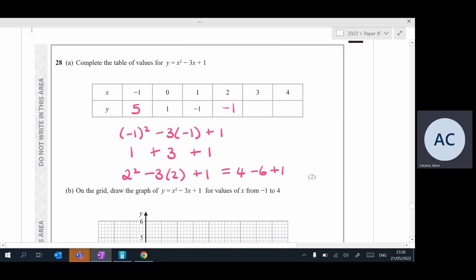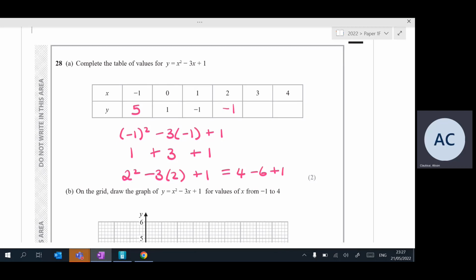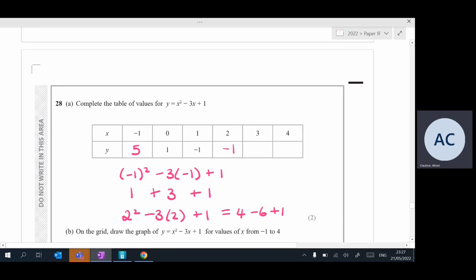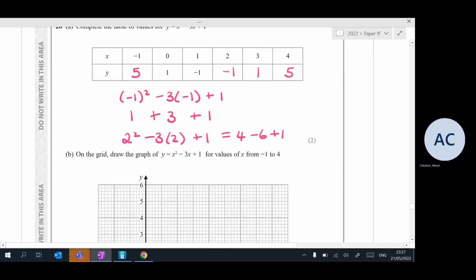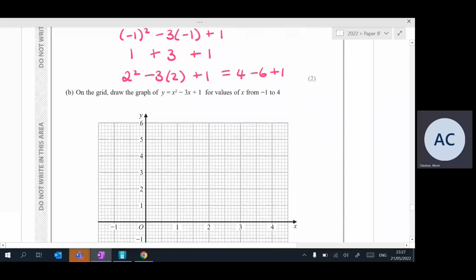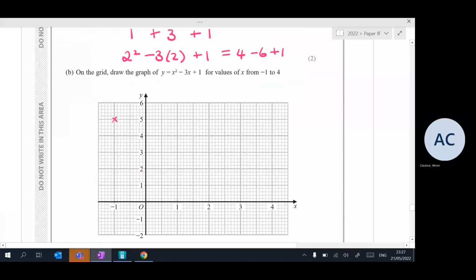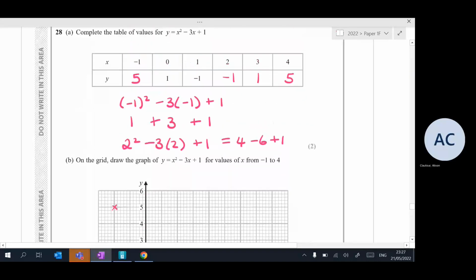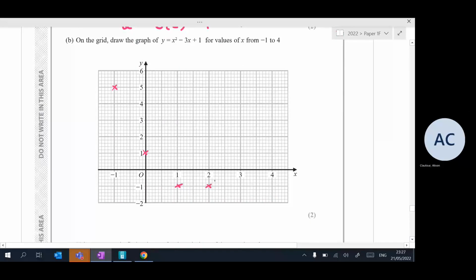Okay, and then a little bit of a cheat here. So with quadratics, they do reflect. So I can see my numbers are going backwards now. So I've got 5, 1, -1, -1. Okay, and you can double check by substituting in, but that'll be 1 and 5. So then plotting the graph. Okay, remember your graph will always be this U shape, which we've got, so we know we've done the graph right.